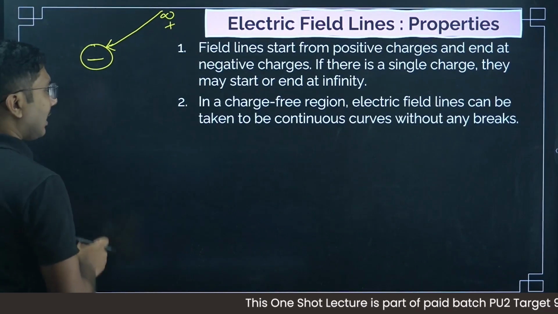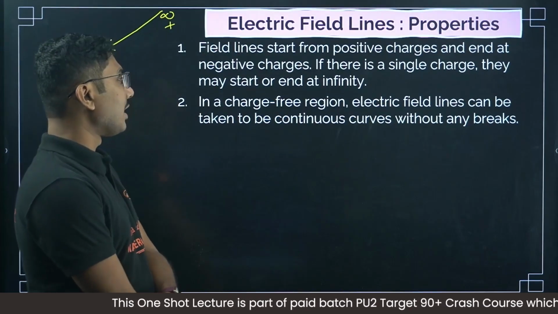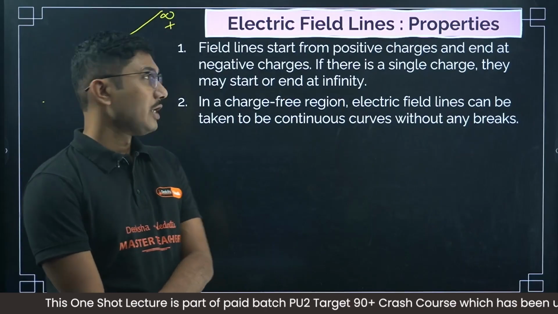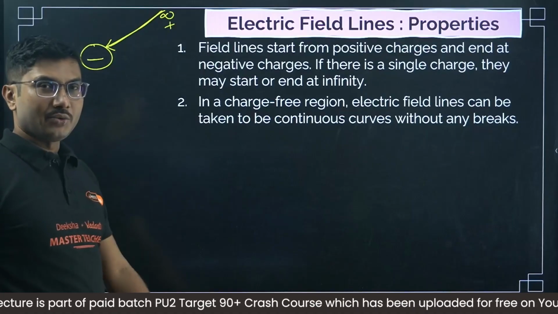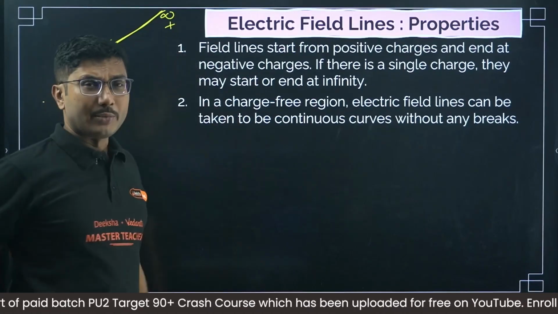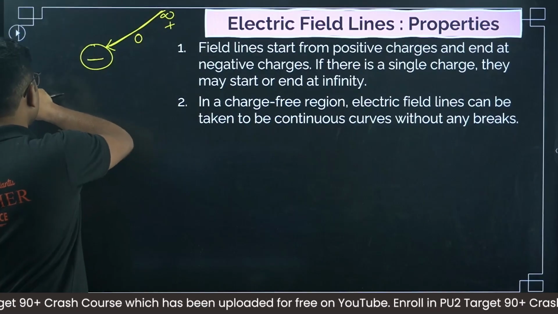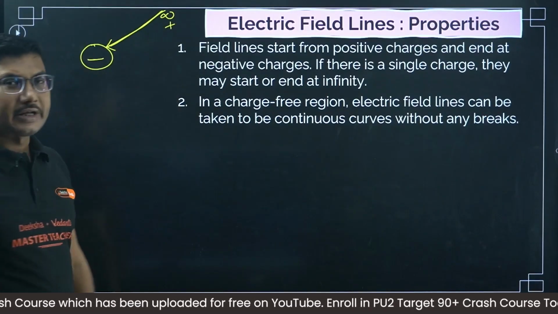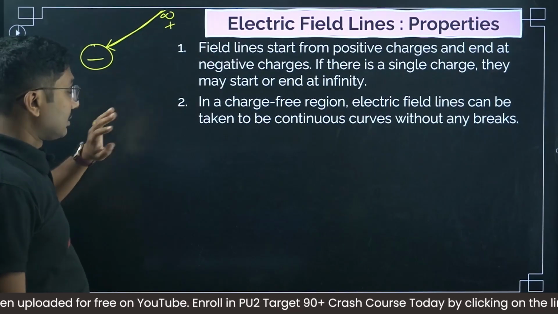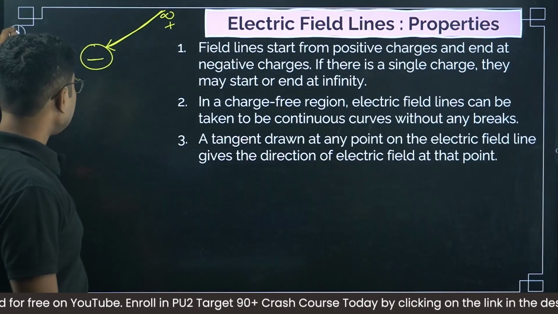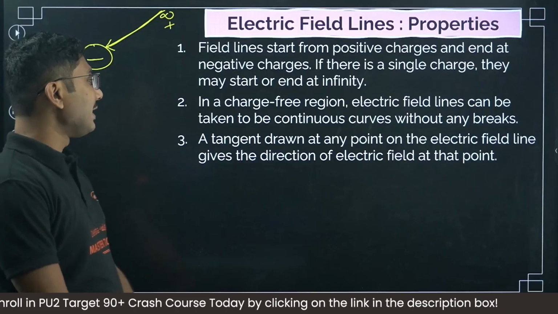In a charge free region, electric field lines can be taken to be continuous curves without any breaks. So if there are no charges present, we can consider the electric field lines to be continuous, with no breaks. But if some charges are present, then there can be breaks in the electric field lines.